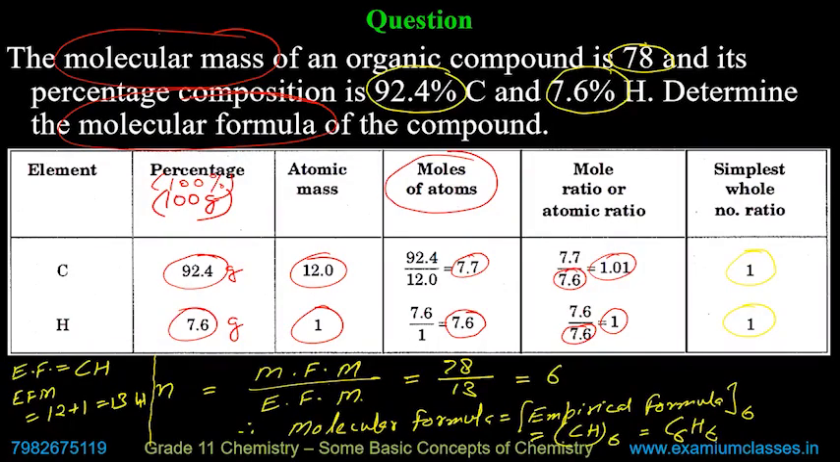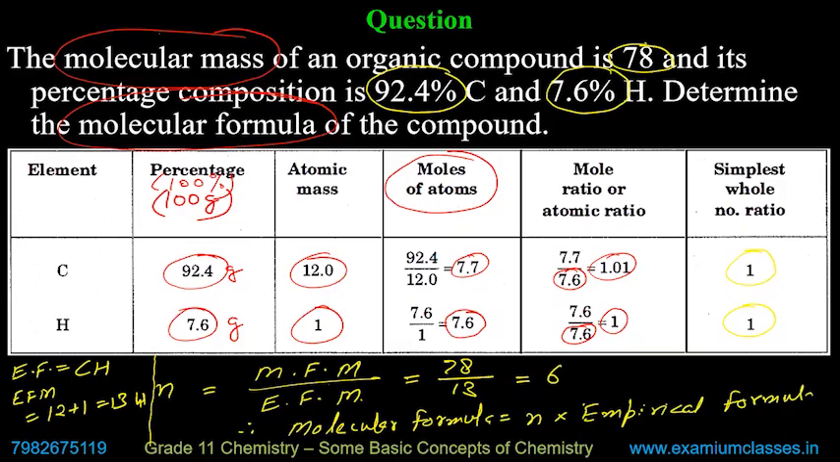Is that clear or not? So what if we had the ratio differently, like 2:1? Then also the same approach. If it's 2:1, you will multiply both by 6. If it appears in the exam, you will write: molecular formula is equal to n times empirical formula.